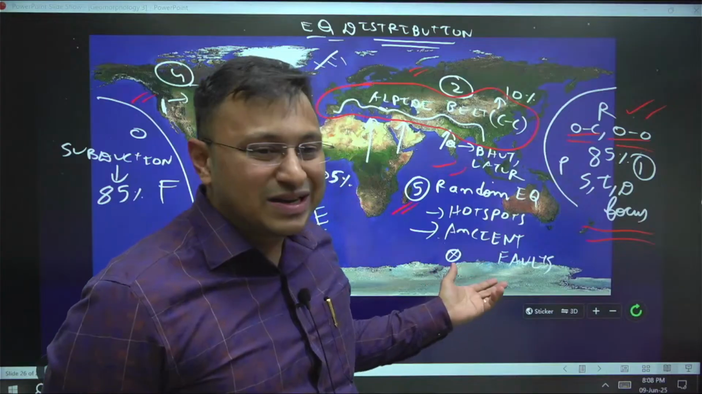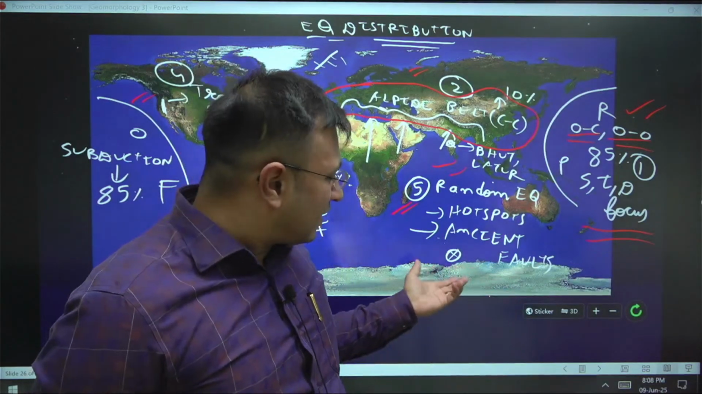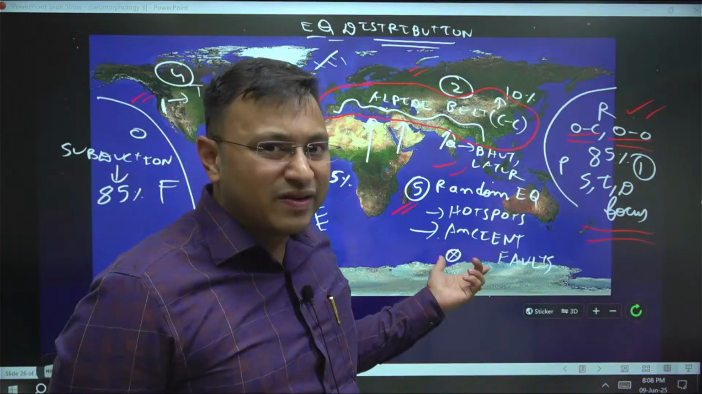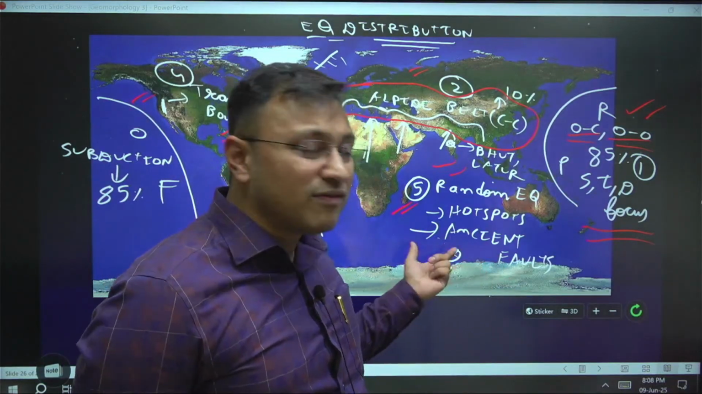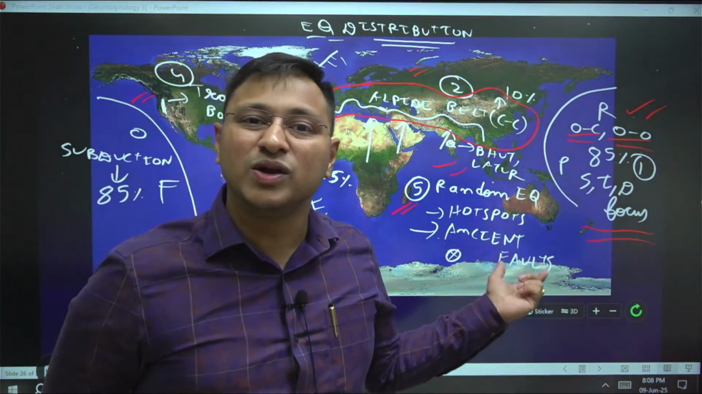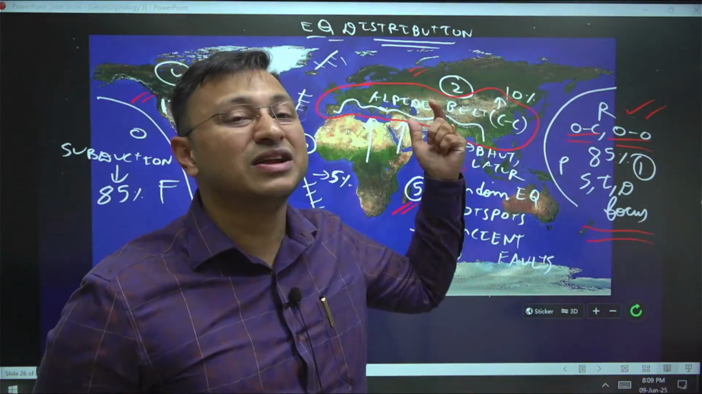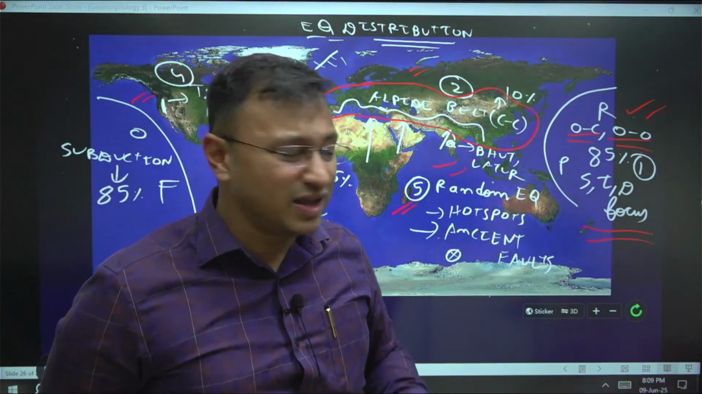India was basically a part of Antarctica, where we had Gondwana land. India broke up from Gondwana land close to 100 to 120 million years ago, and then India started its northward journey.